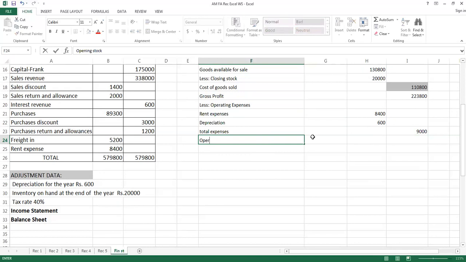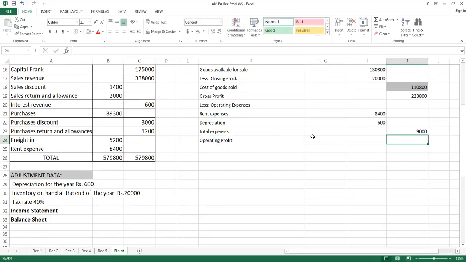Now the difference will be called operating profit. This operating profit will come by the difference of gross profit minus total expenses. So whenever a question is asking you to find operating profit, you need two pieces of information. What is the gross profit of the company, and what are the total expenses that are given.